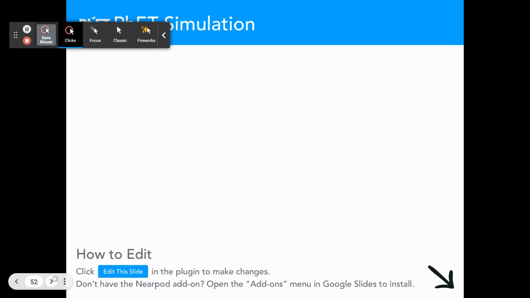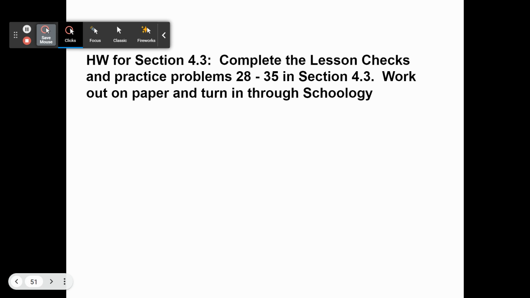Okay, and that is going to end for section 4.3.